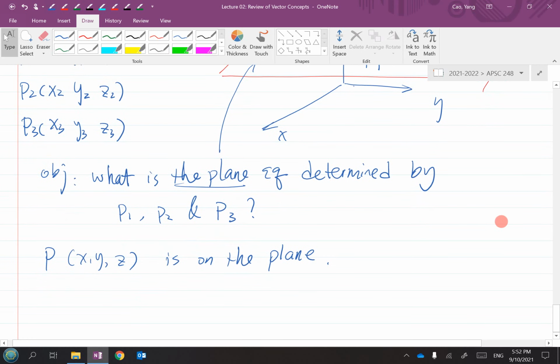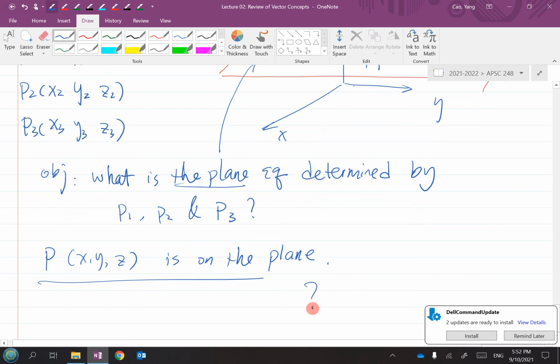So how do I find this? Right. I don't think I have time to finish this portion here. I will probably finish this in the next lecture. So let's leave it as a question mark here.